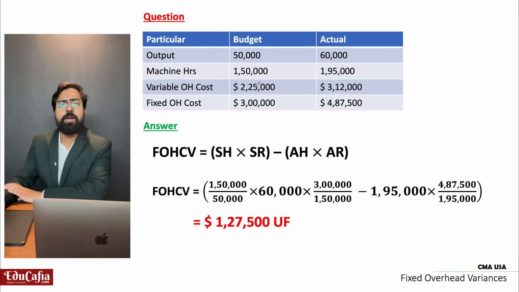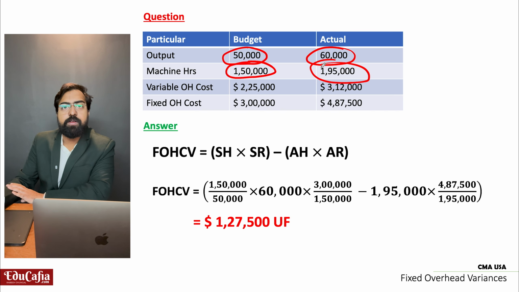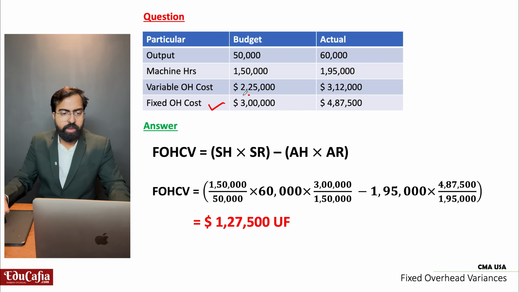So let's do a question. Here output is 15,000 budgeted, but 16,000 actually. Extra we have produced. 1,15,000 hours budgeted machine hours, but here actually 1,95,000. Variable overhead cost also given, fixed overhead cost also given. For doing fixed, we don't need variable. Right, so fixed overhead cost is 3 lakhs and actually 4,87,500.